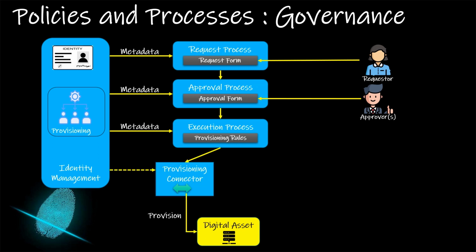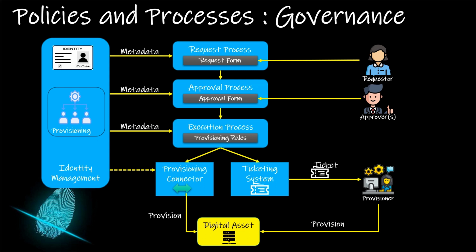If the request is approved, the IDM system will trigger the provisioning engine. If the application has a configured provisioning connector or agent, the request will be fulfilled automatically. In the absence of a provisioning connector, a provisioning ticket can be created in the ticketing system by the IDM system. In this case, the provisioner or application admin will provision the request manually.